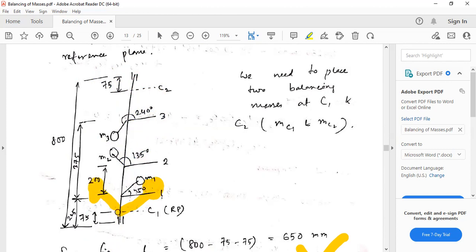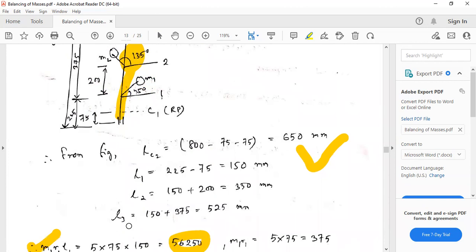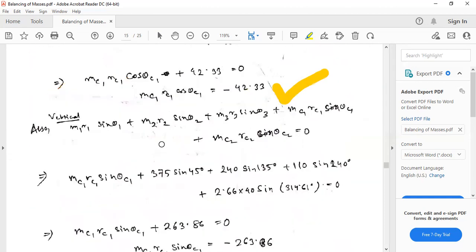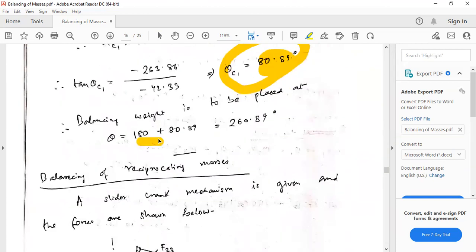But in this case, we have transferred all the masses, M1 here, M2 here, M3 here, and MC2 also there. Then we found their resultant, and the resultant makes an angle of 80 degree with the horizontal. And we have to place an equivalent opposite mass to the resultant. So this mass is placed at 180 degree, opposite means 180 degree plus the previous angle. This is what we have done already in our class. That's why we have added 180 degree to this angle. In this particular case, this theta is theta C1.